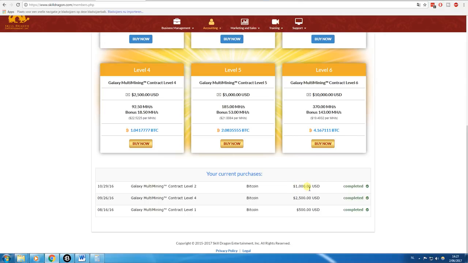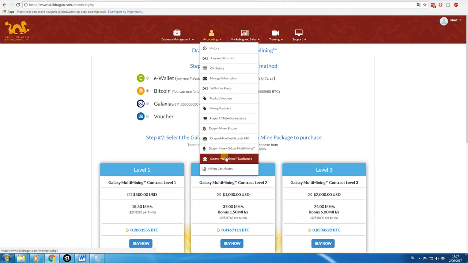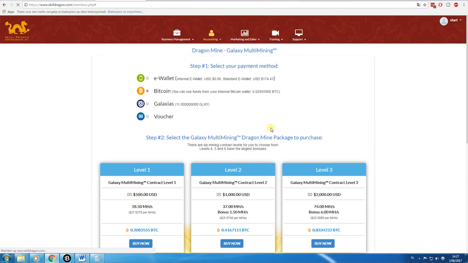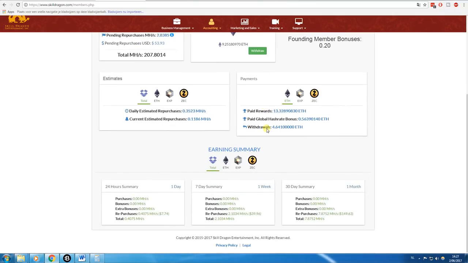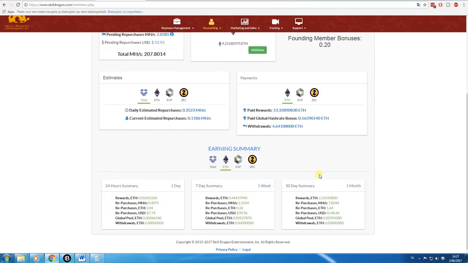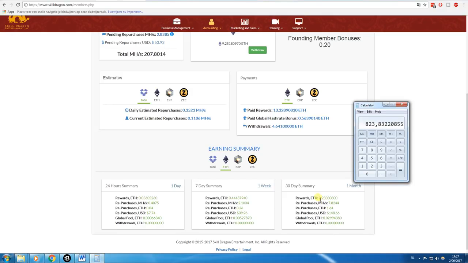So the total capital that I put into mining contracts is $14,500. That's the total. So let's see what my multi-mining contracts are bringing me monthly. So here it's more easy to calculate because the repurchase is at 35%, so at the minimum. So I get the most out of it. I get 65%.